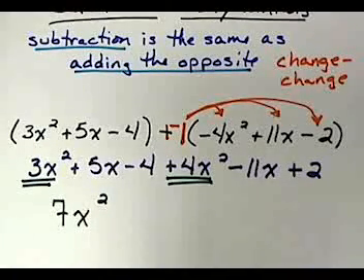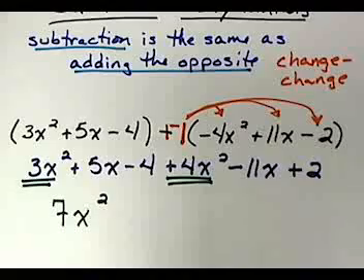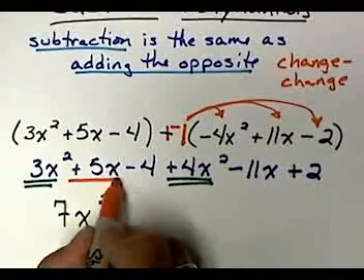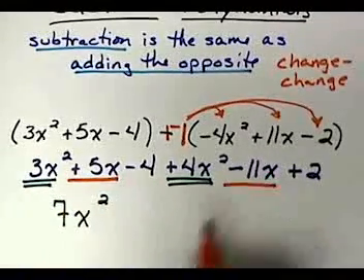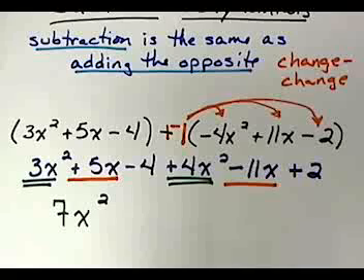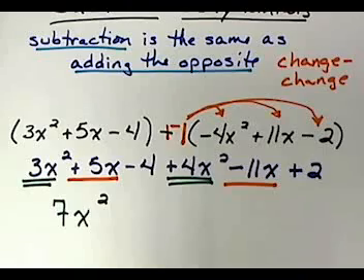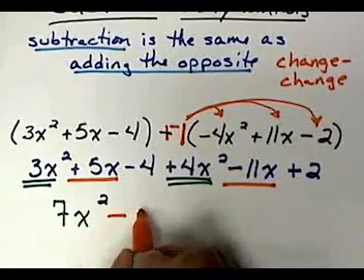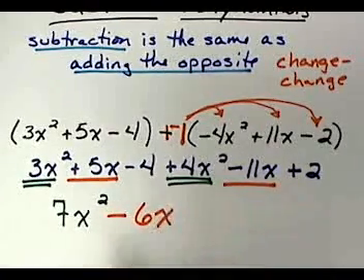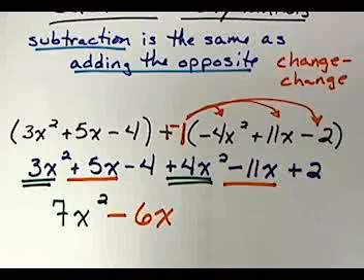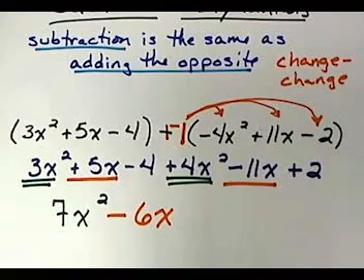Then you look for your x terms. Here's a 5x. Here's a negative 11x. Remember, the sign in front of the term goes with the term. That's why I underline it to go with it. 5 and a negative 11 ends up being a negative 6x. You can use that negative as a subtraction to separate your terms.